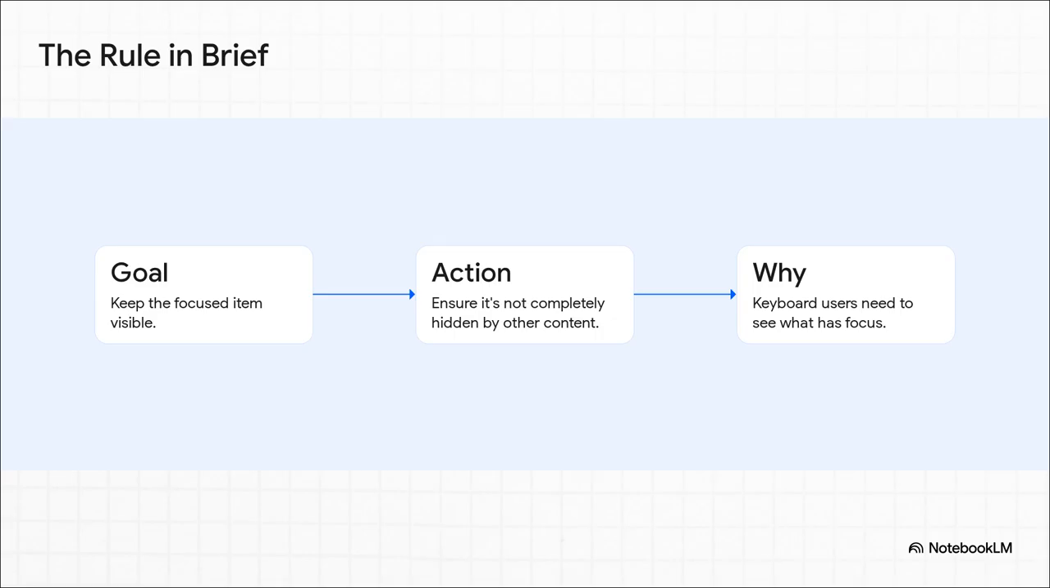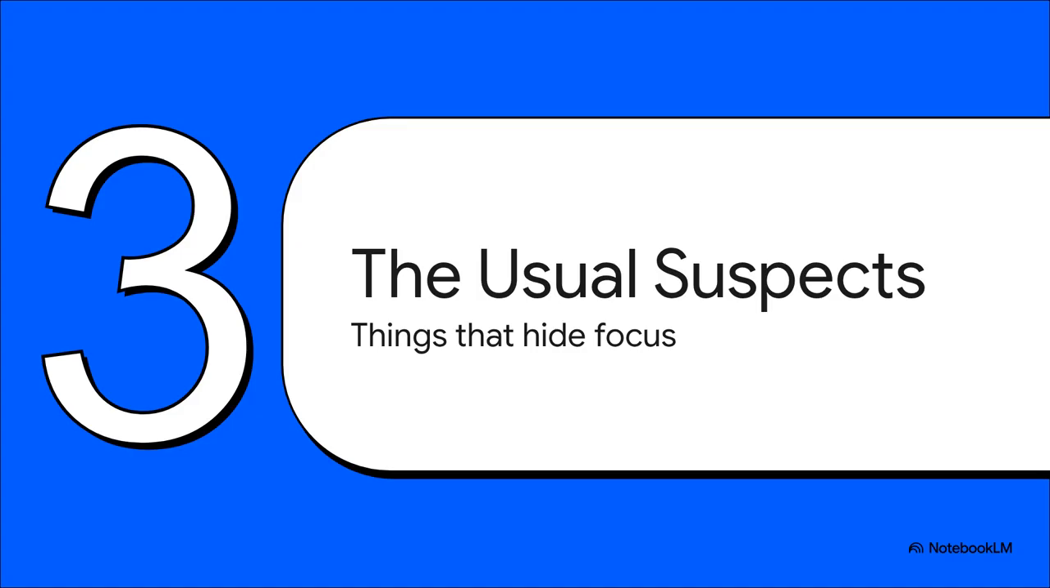It really comes down to this. If you can get to something with your keyboard, you have to be able to see it. Simple as that. Okay, so we've got the rule. Now let's get into the real world with Section 3, the usual suspects. What are the common culprits on websites that are always causing this problem?